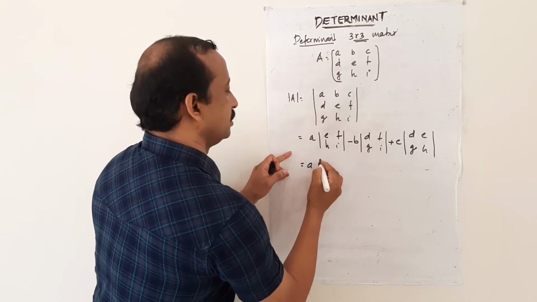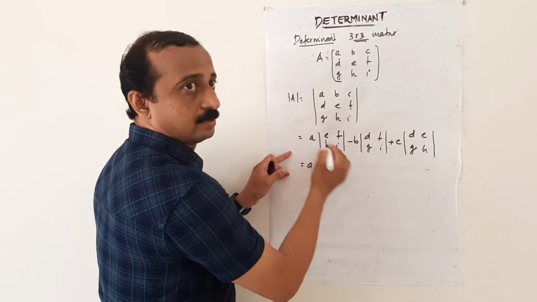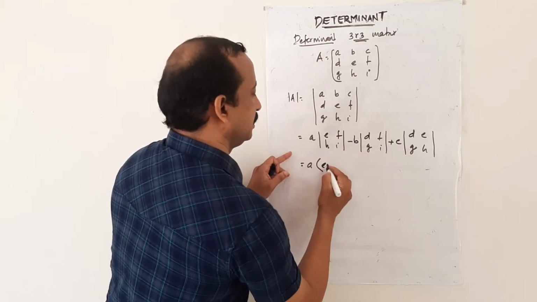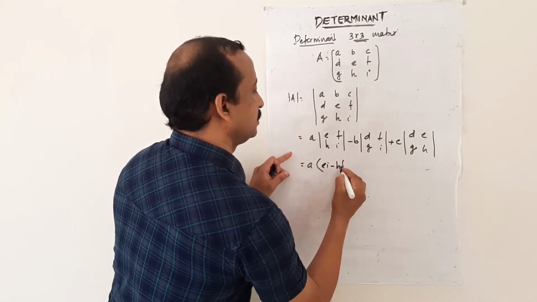That is equal to A into the determinant value. You already know the 2 by 2 determinant value: principal diagonal minus off-diagonal. That is E into I minus H into F.